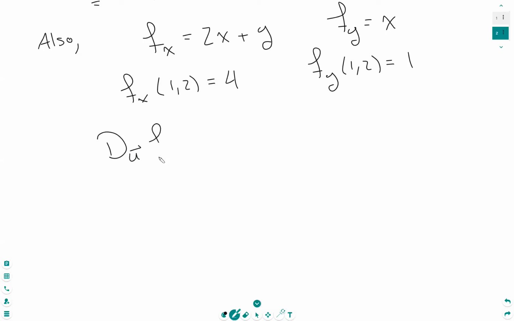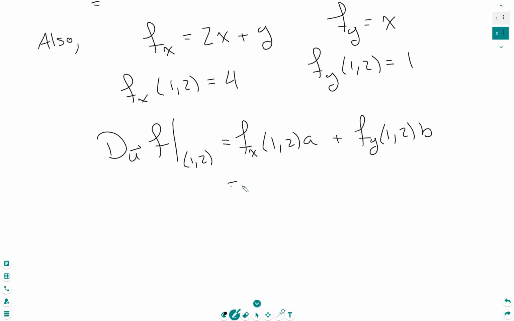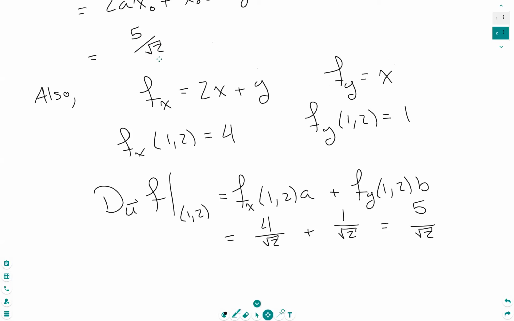So our directional derivative of the function f at the point 1, 2 is equal to fx at 1, 2 times a plus fy at 1, 2 times b, which in this case is 4 times 1 over root 2, or 4 over root 2, plus 1 times 1 over root 2, or 1 over root 2, or we get 5 over root 2. Hey, we got the same answer. Great. Let's never do the limit way again.